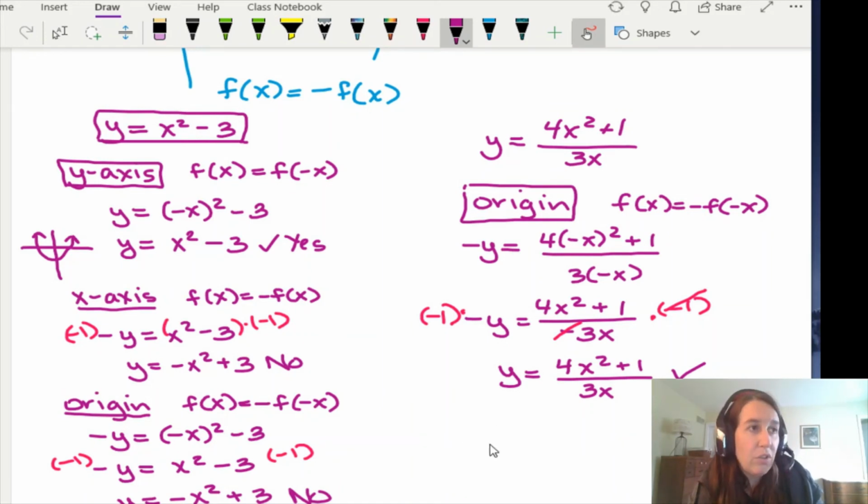Okay, you can do the other tests and they will not come out to work, but I want to save you the time there. So if you suspect it's symmetric about a certain way, do that test first and then you can kind of stop.